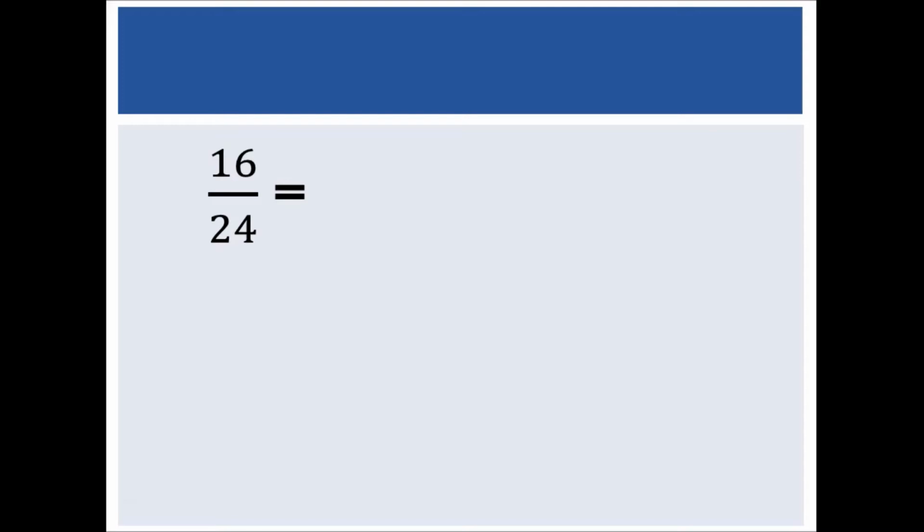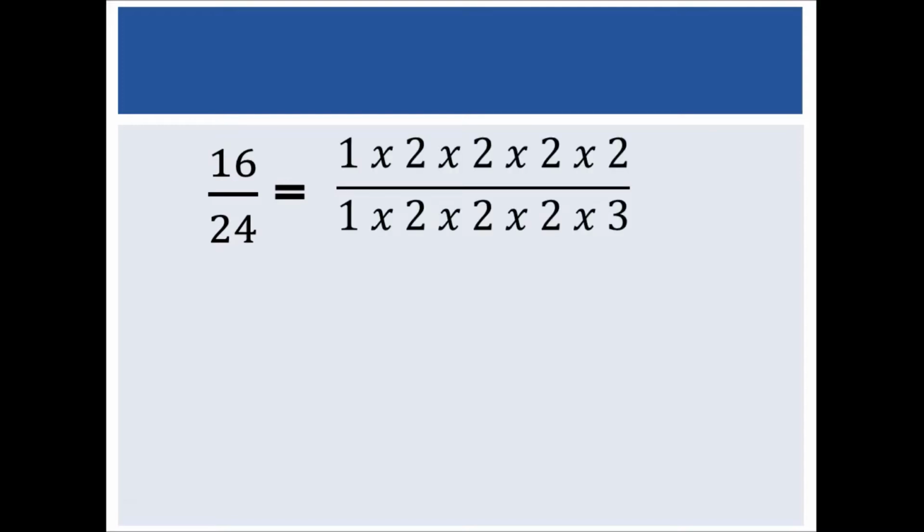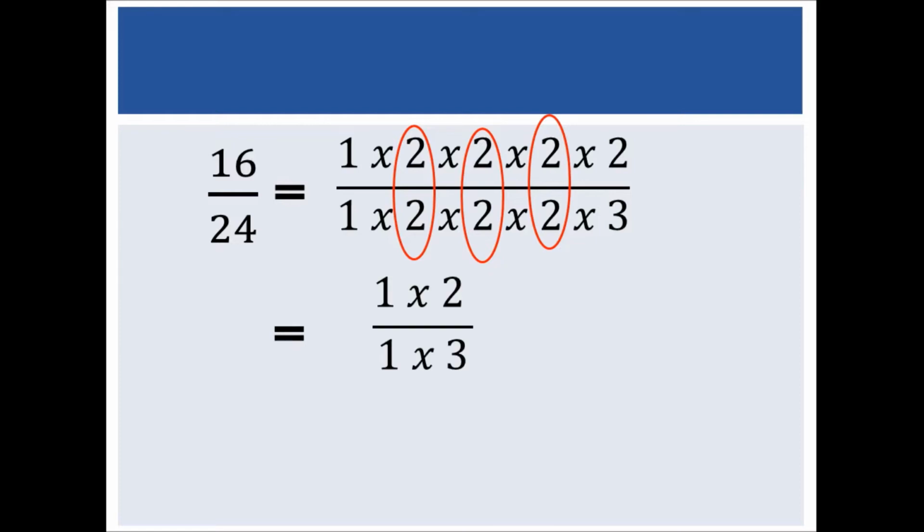Let's try 16 over 24. The prime factorization of 16 is 1 times 2 times 2 times 2 times 2. For 24, it is 1 times 2 times 2 times 2 times 3. So we're looking for that a over a equals 1. I see one set, 2 over 2 is equal to 1. I see another set, 2 over 2 is equal to 1. And a third set, 2 over 2 is equal to 1. So what are you left with? I'm left with just 1 times 2 on the numerator and 1 times 3 on the denominator. Simplifying that gives us 2 over 3. So the fraction 16 over 24 is simplified, or reduced, to 2 over 3.